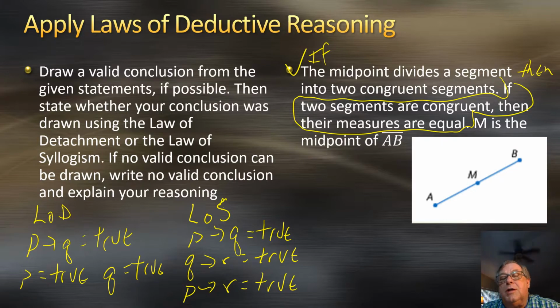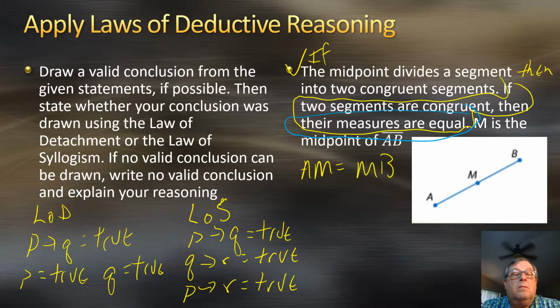Then what would our conclusion here be? Well, we could conclude that their measures are equal. That would be the R part of that second statement. We could say then that the measures are equal, and we might write that as segment AM equals MB. Now, which law did we use to come up with this? Does it fit more the law of detachment, or does it fit more the law of syllogism?